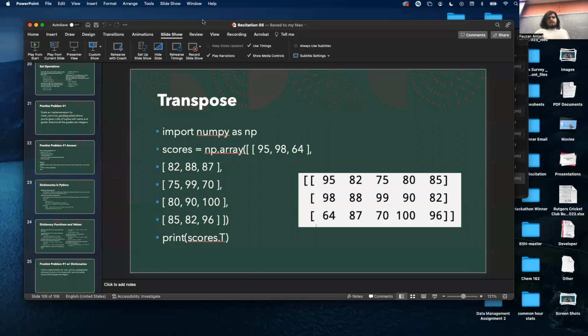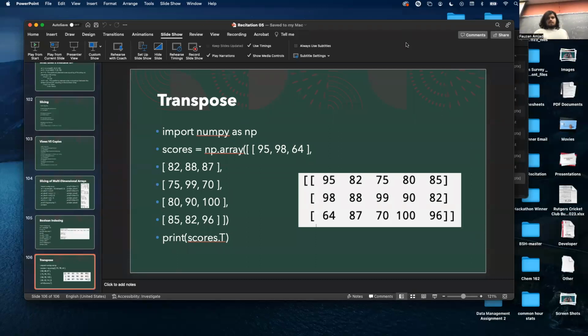Proctoring? Yeah. Are you going to be able to announce those slides? It's on Canvas. Yes. Yeah.